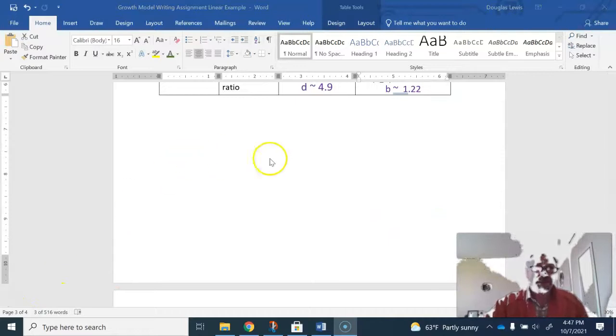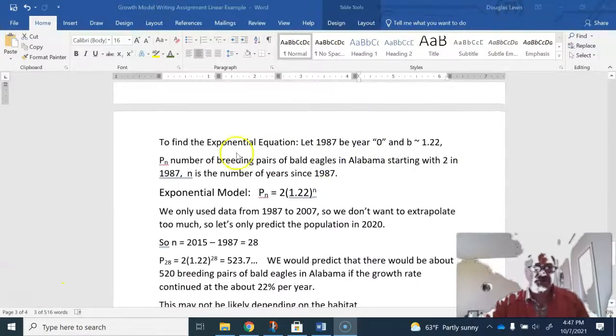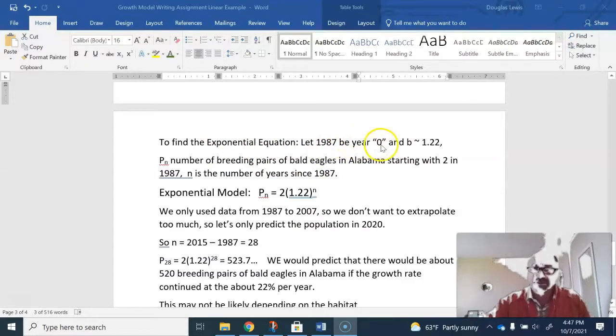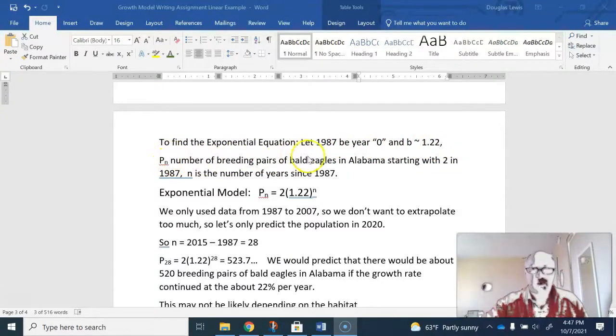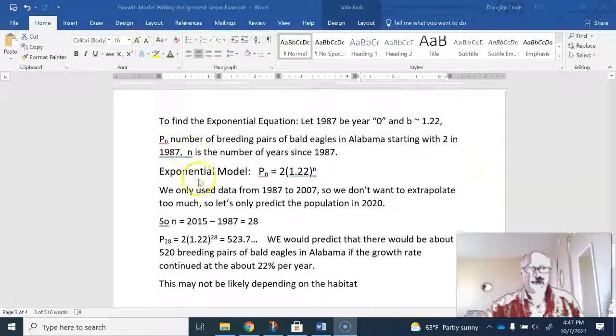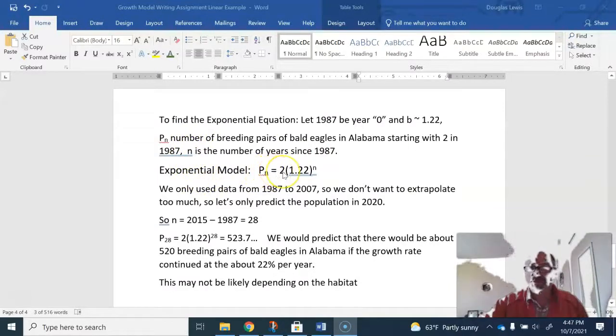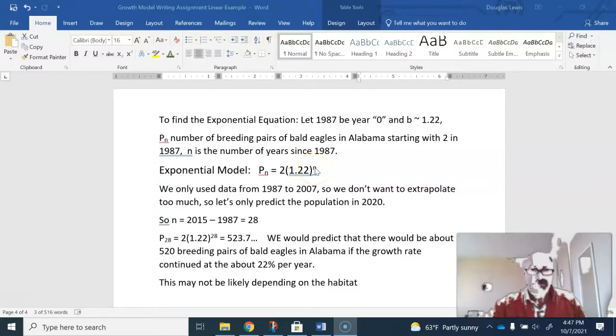And then let's look at what we're going to do. To find an exponential equation, we let year 1987 be 0, and B, the common ratio, is 1.22. P sub n is the number of breeding pairs in Alabama, starting with 2 in 1987, and n is the number of years since 1987. So the exponential model is going to be 2, the P sub 0, times 1.22 to the n power, the number of years since 1987.